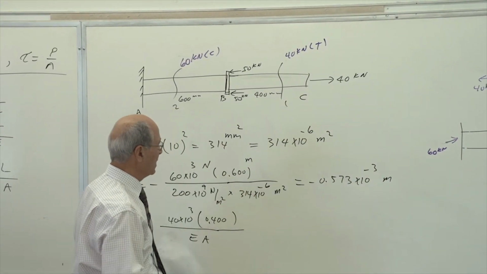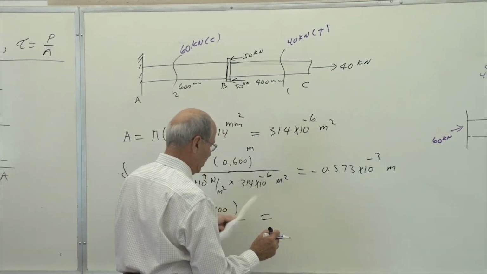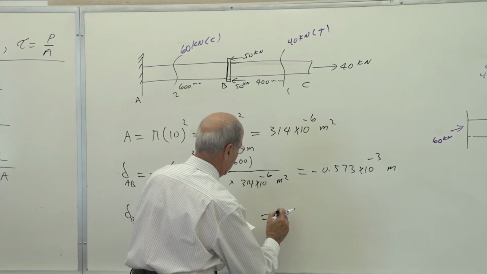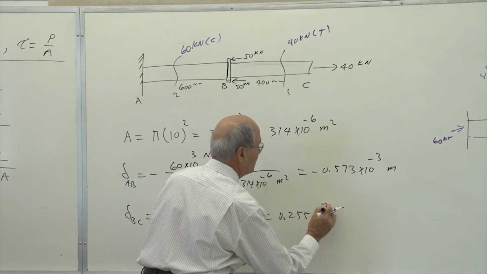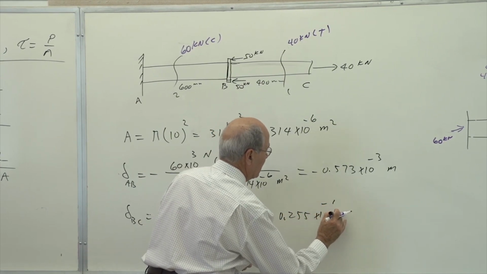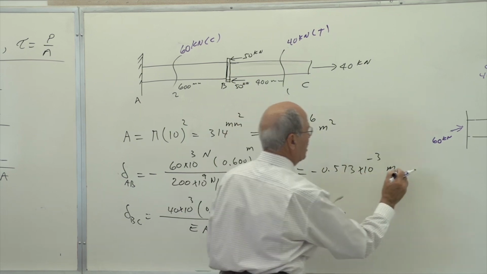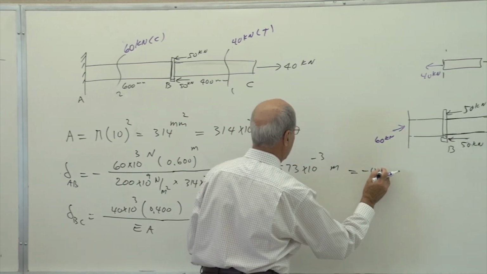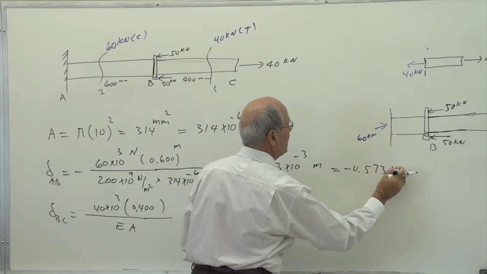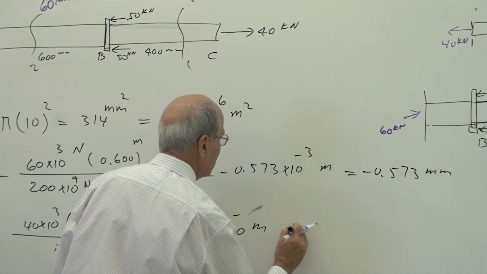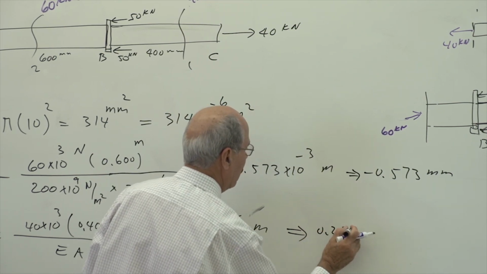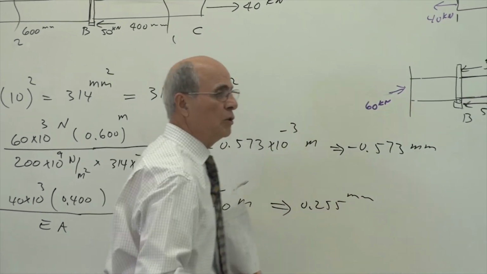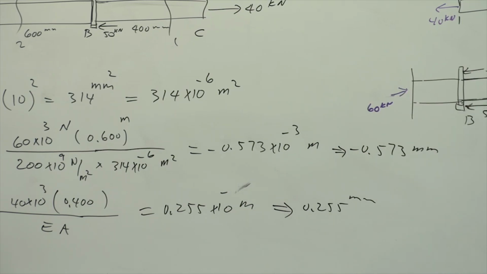So use the same E and A there. So this time the change becomes equal to 0.255 times 10 to the power of 3 meter. Oh, I'm sorry, I didn't finish that one. This one becomes minus 0.573 millimeter, and this one becomes 0.255 millimeter. We usually express the delta in millimeter, the smallest unit that we can find.